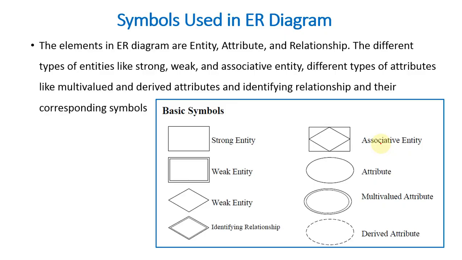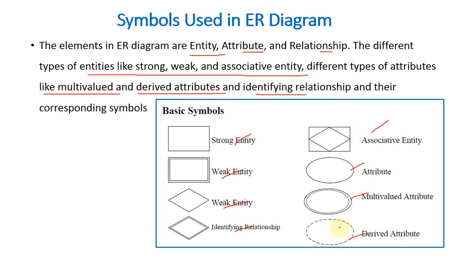Next one. Similarly, different symbols are used in the ER diagram for strong entity, weak entity, identifying relationship, associative entity, attribute, multi-valued attribute, derived attribute. Later we will see. The elements in an ER diagram are entity, attribute and relationship. Different types of entity like strong, weak, associative entity. Different types of attributes like multi-valued, single valued, derived. So you can see this.